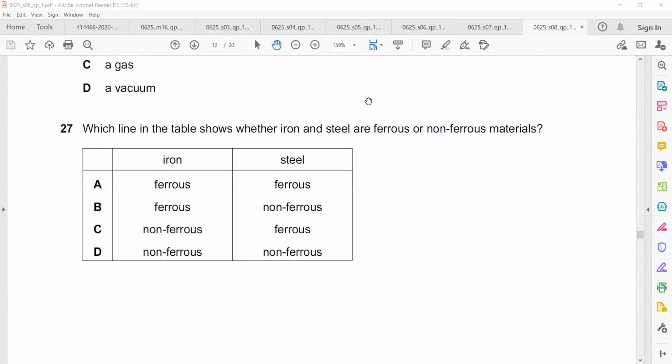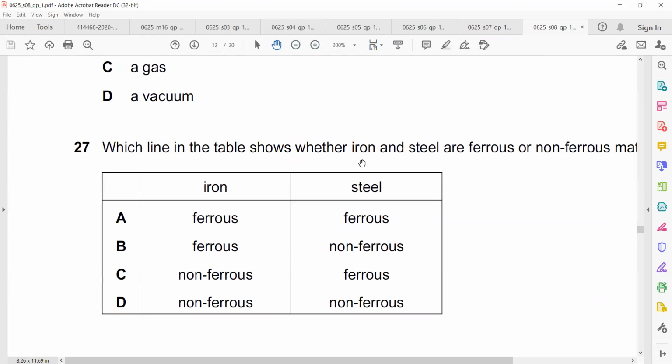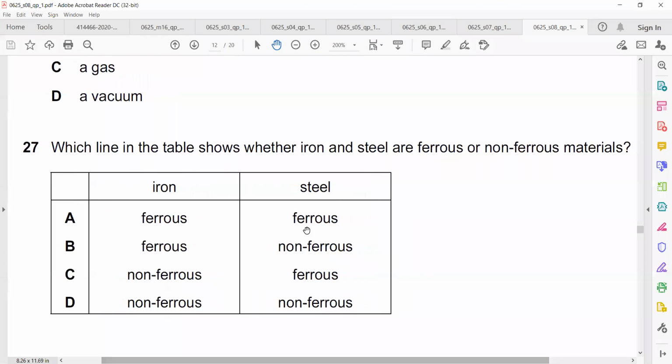Question 27. Which line in the table shows whether iron and steel are ferrous or non-ferrous? Ferrous means magnetic and non-ferrous means non-magnetic. Which line correctly describes their nature for iron and steel? Iron is a magnetic material. Steel is also a magnet. Iron, nickel, cobalt, steel. These all are magnetic materials.